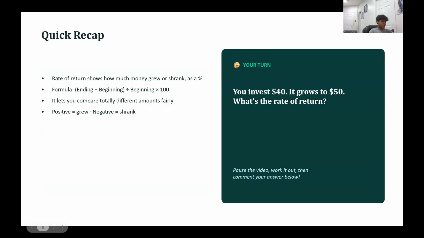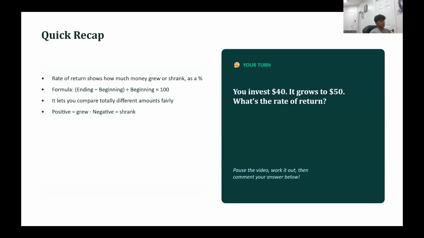Next, we finally have the recap and quiz. All right, so let's recap what we covered. Rate of return shows how much money grew or shrank as a percentage. Next, the formula is ending minus beginning divided by beginning times 100 to get that clean percentage. Third, it lets you compare totally different amounts of money fairly, so you can compare how much percent you gained rather than comparing raw numbers, because those could look different for everyone. It can be positive, meaning you gained, or negative, meaning you lost.